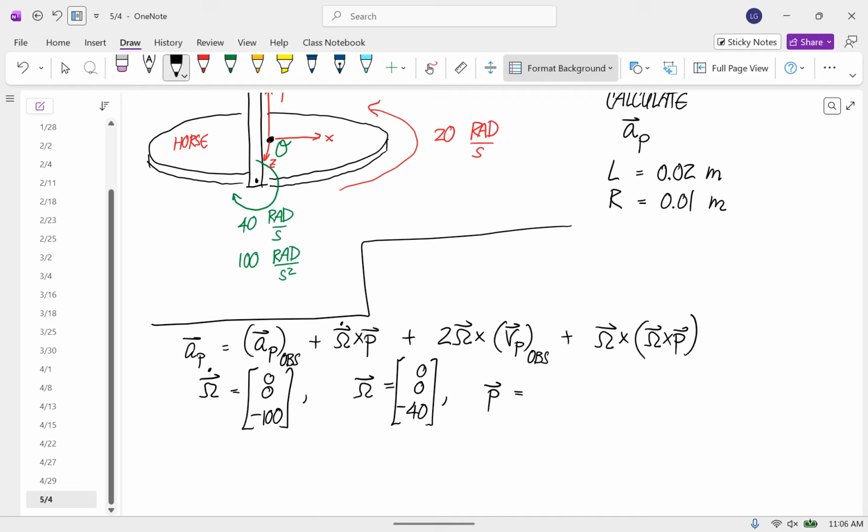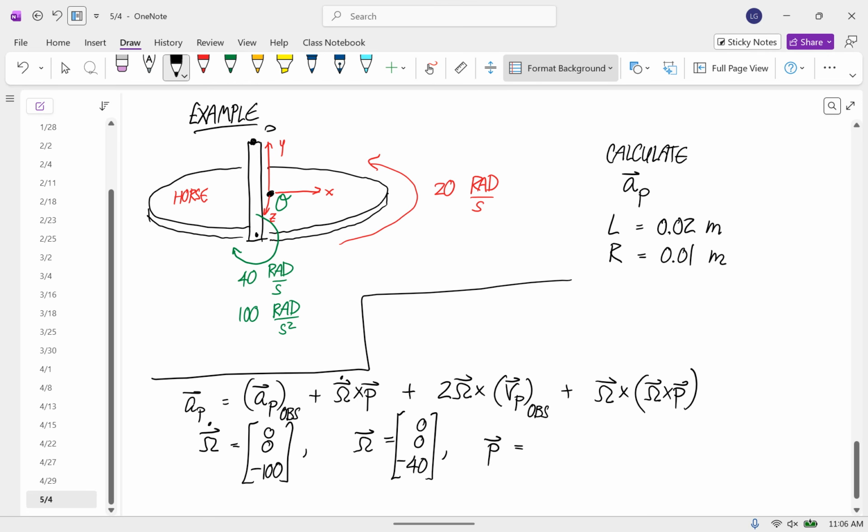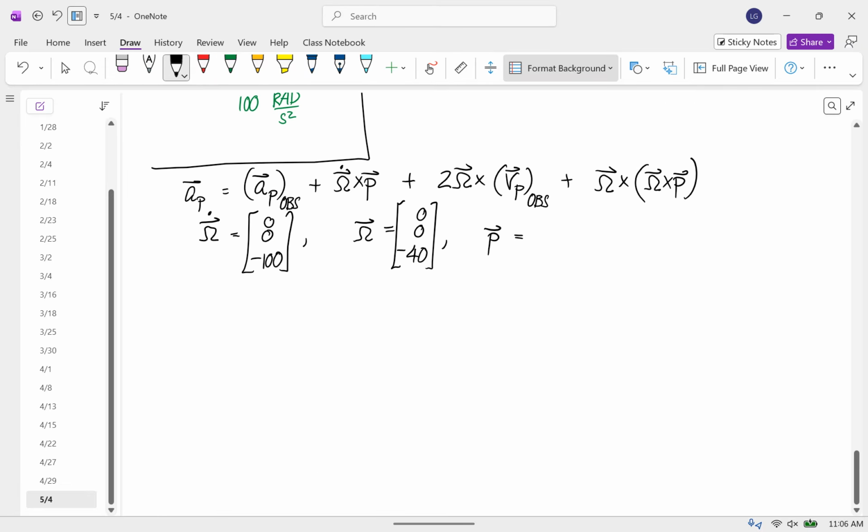And then your position vector is from the origin to the point of interest. So that is 0.01 in the positive z, and then 0.02 in the positive y. Any questions about any of those? Those are the easy ones to collect.